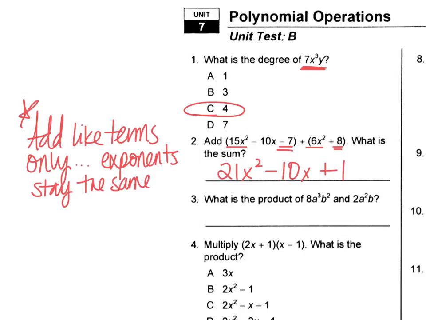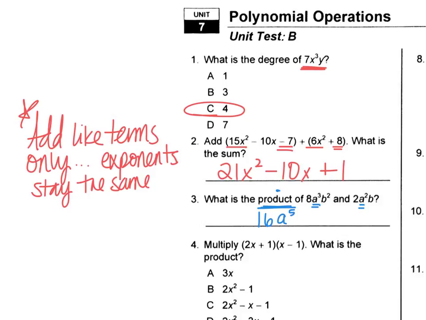All right, question 3 says, what is the product? You need to know that product means to multiply. And when we multiply, the exponents are going to change. Remember, we're kind of counting them up. Most of you think we're supposed to add them, which is true. So I'm going to do 8 times 2 here is 16. I've got a to the 3rd and a squared. That's going to give me a to the 5th total.